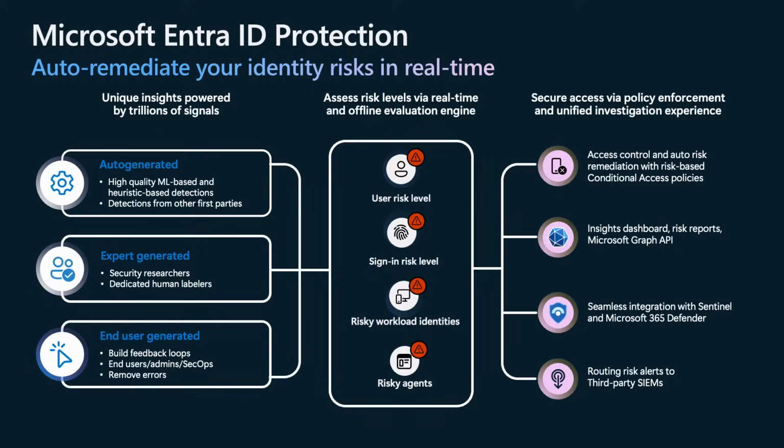These signals feed our risk evaluation engine, which identifies risky users, risky sign-ins, risky workload identities, and even risky agents. With that insight, you can enforce dynamic, risk-based conditional access policies that block bad actors while allowing legitimate users to safely remediate. Entra ID Protection also gives you powerful investigation tools and integrates with Microsoft Sentinel, Microsoft 365 Defender, and third-party SIEMs, so you can respond quickly and strengthen your overall security posture.